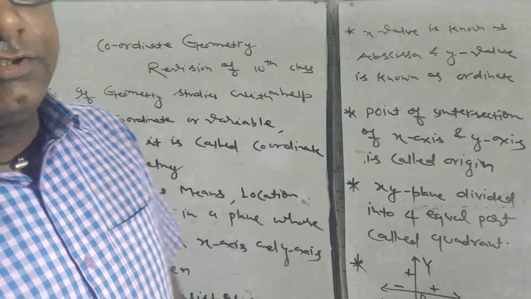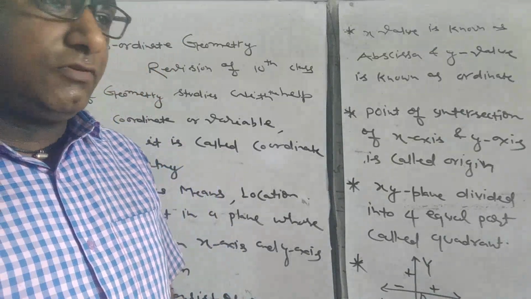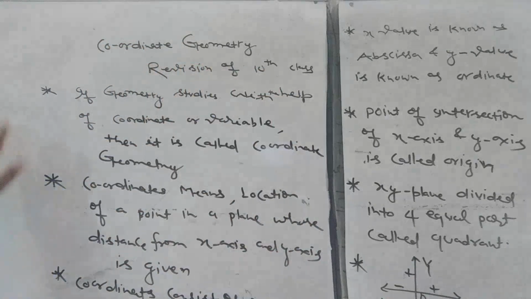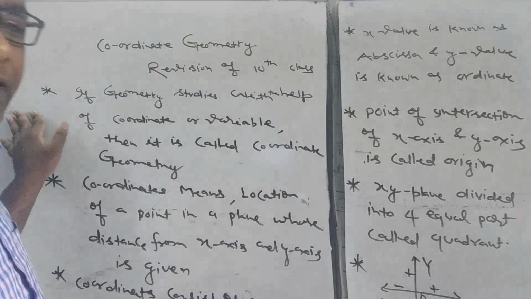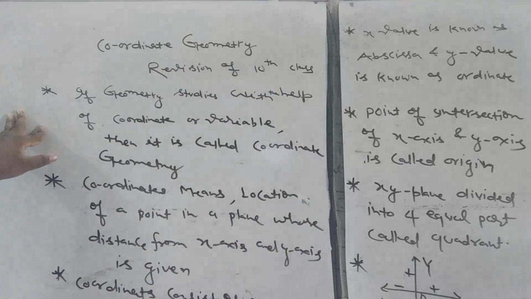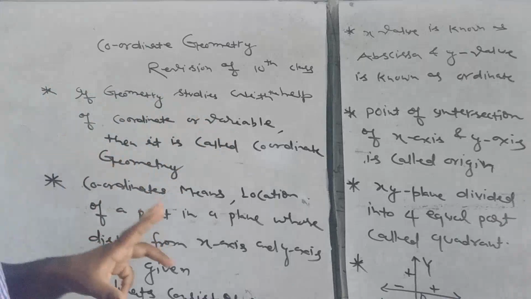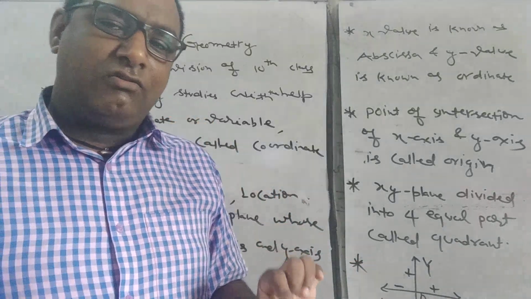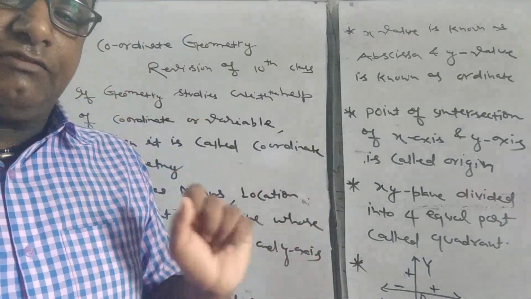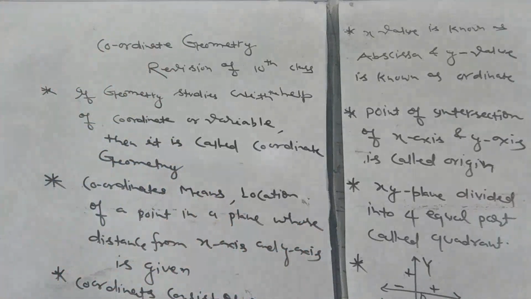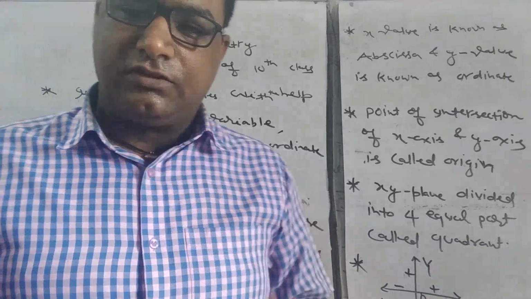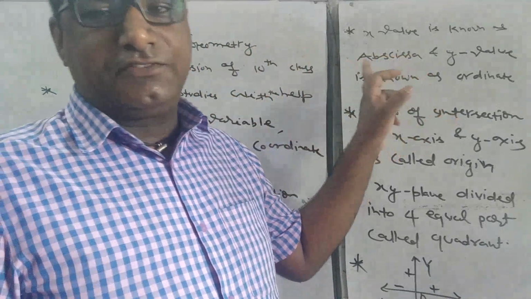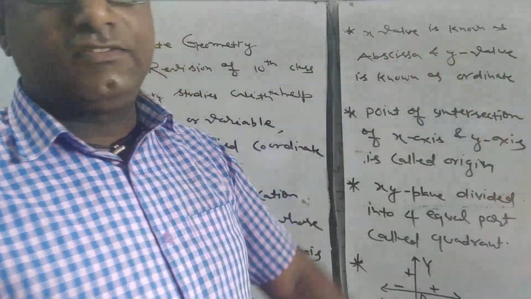This is a quick revision of coordinate geometry for the base class for 11th. So, coordinate geometry revision of 10th class. If geometry is studied with the help of coordinate variables, then it is called coordinate geometry. What does coordinate mean? Coordinate means location of a point in an xy plane where x value and y value is given. Coordinate consists of two things: x value of a point and y value of a point. X value is known as abscissa and y value is known as ordinate.